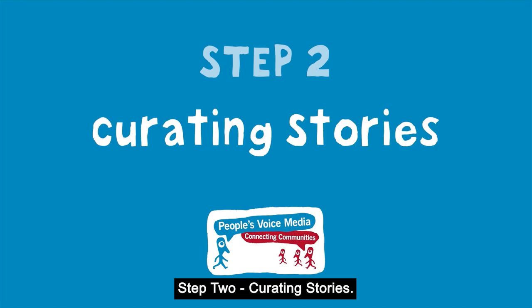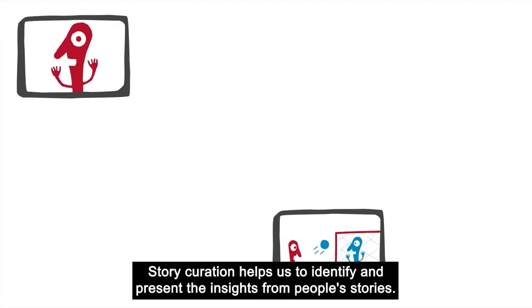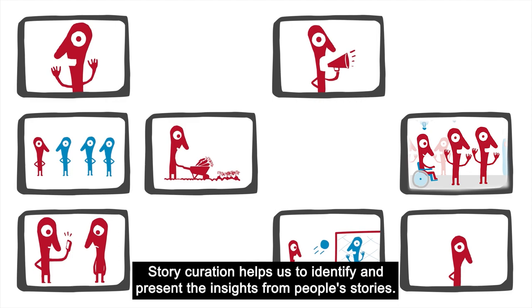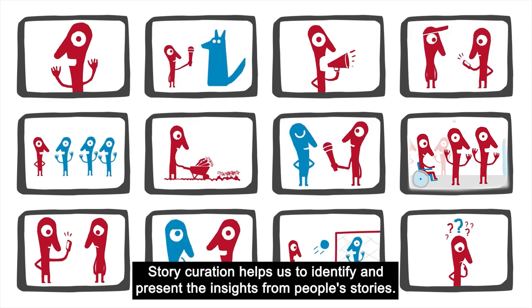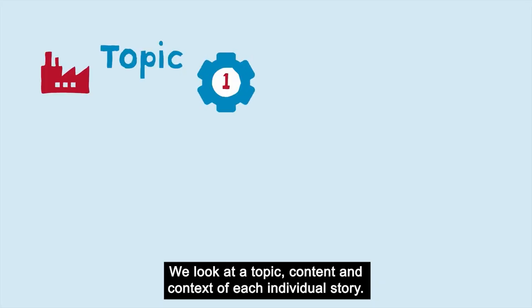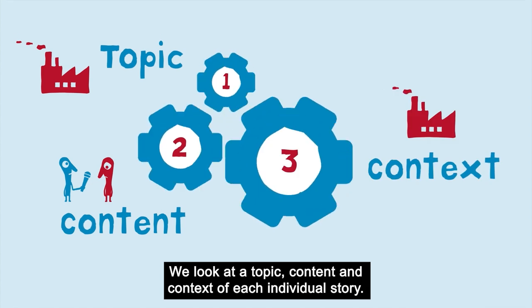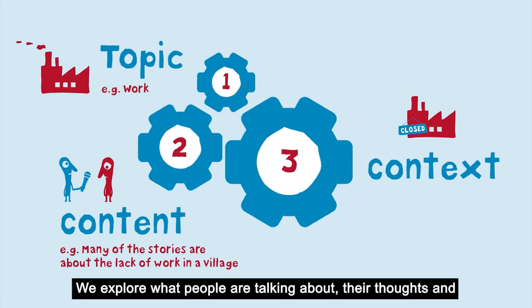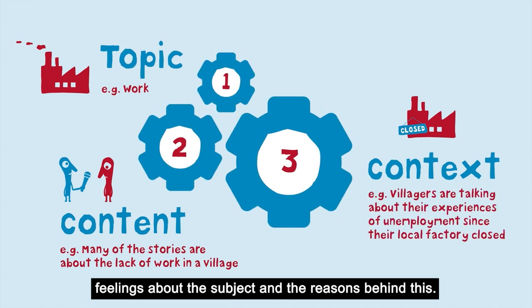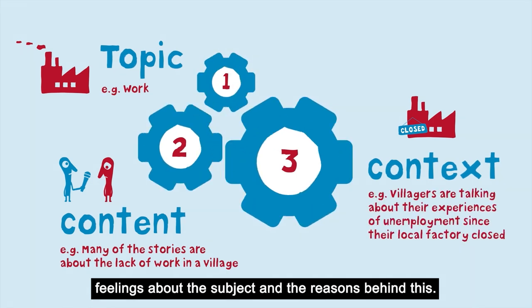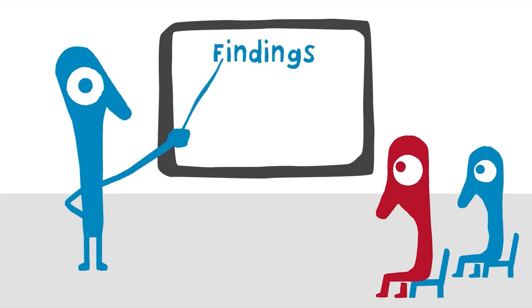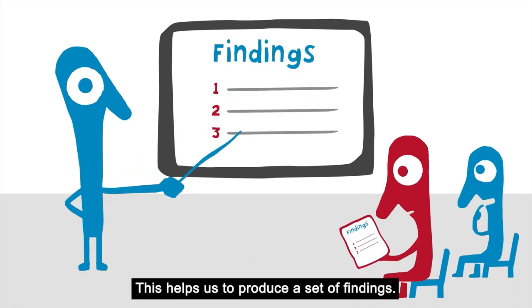Step 2, curating stories. Story curation helps us to identify and present the insights from people's stories. We look at the topic, content, and context of each individual story. We explore what people are talking about, their thoughts and feelings about the subject, and their reasons behind this. This helps us to produce a set of findings.